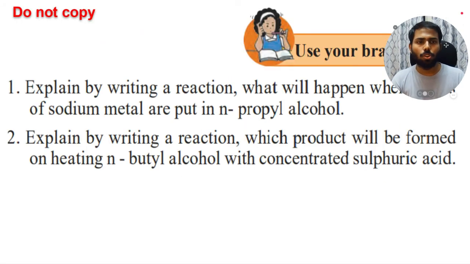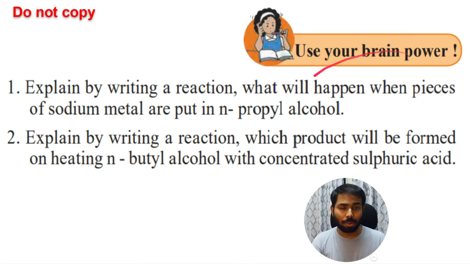Now you are ready to solve. Use your brain power type of question given in your textbook. Okay. Explain by writing a reaction what will happen when pieces of sodium metal are put in N-propyl alcohol. What is N-propyl alcohol? It is propanol. एन प्रोपेनॉल का कॉमन नेम है एन प्रोपाइल अल्कोहल बट वी प्रीफर आयुपैक नेम. आयुपैक नेम क्या है? प्रोपेनॉल. So draw propanol first, write a reaction of propanol with sodium and write what the products will be.